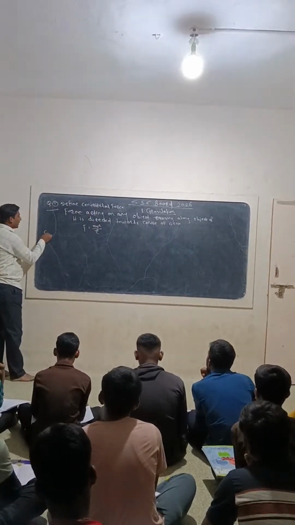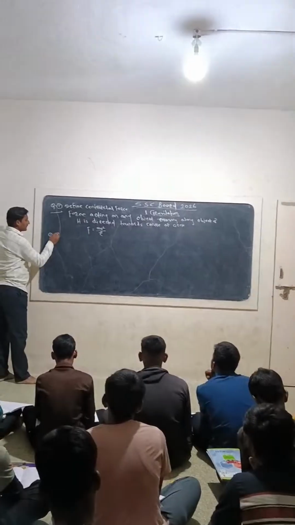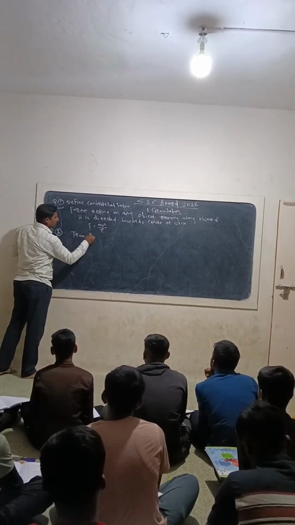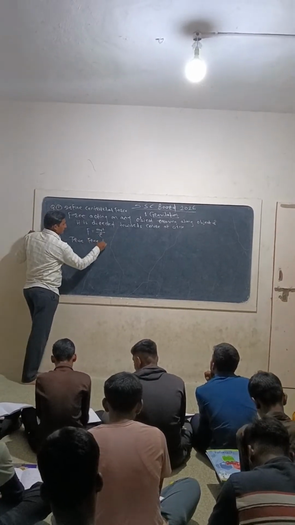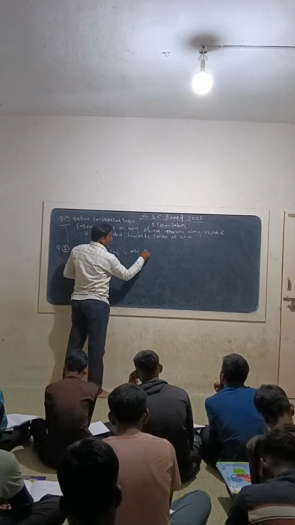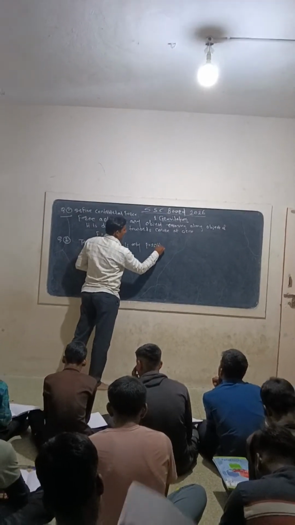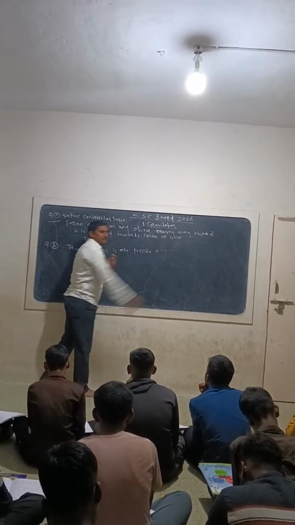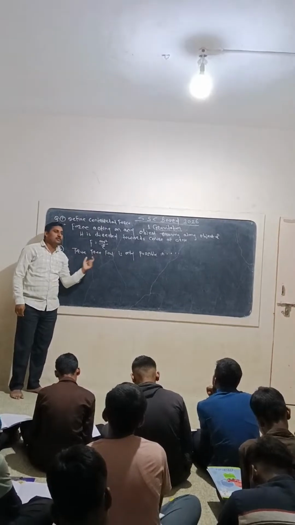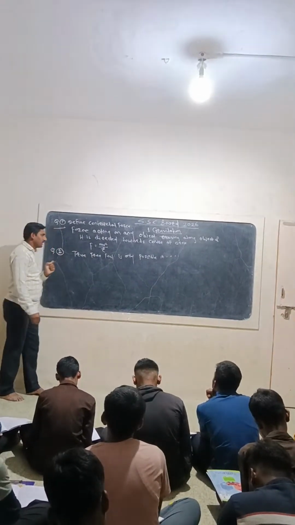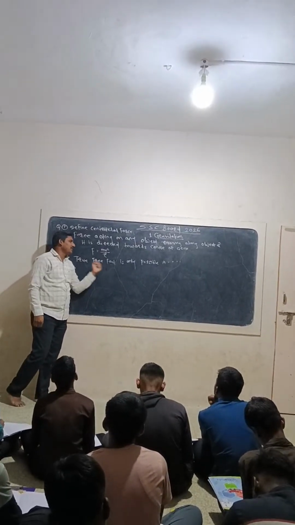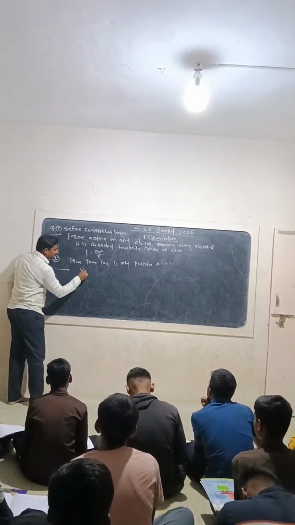Then the second important MCQ question is: true free fall is only possible in dash. This is the 1 mark question. Fill in the blanks: true free fall is only possible in dash. The answer is written in the fourth sentence. True free fall is possible only in vacuum.